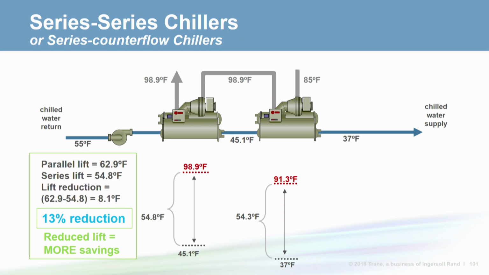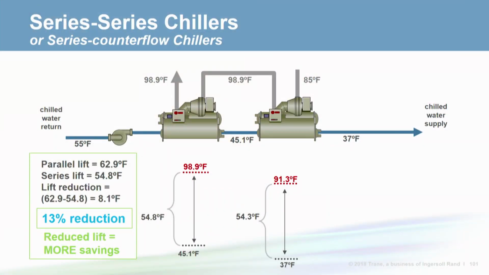Now the downstream chiller receives 85-degree water and raises it up to 91.3 degrees. The upstream unit then further increases the condenser temp to 98.9 degrees. By installing the chillers in series counterflow, we still meet the same design conditions and temperatures, but the lift has been reduced by over 8 degrees, which is a 13% reduction. Recall that chiller kW is proportional to the lift, so that is a 13% reduction in chiller kW.